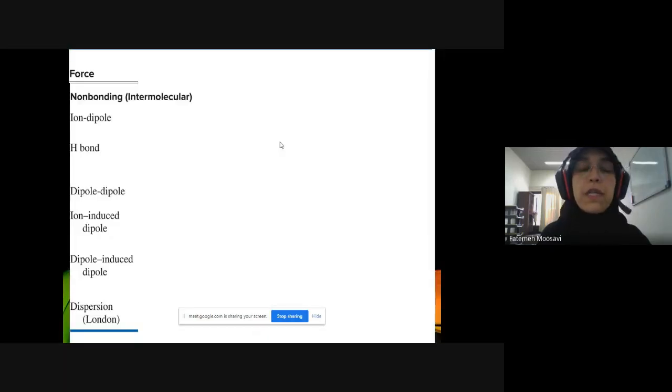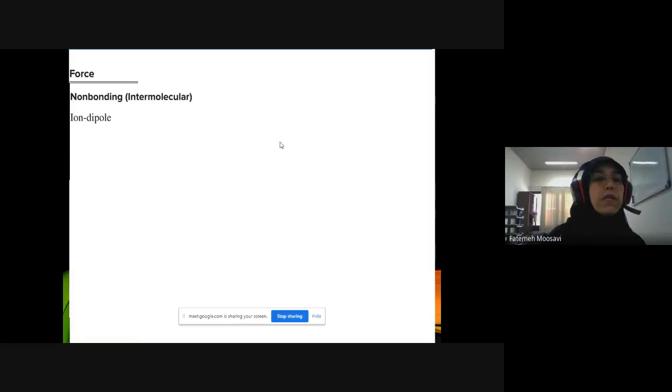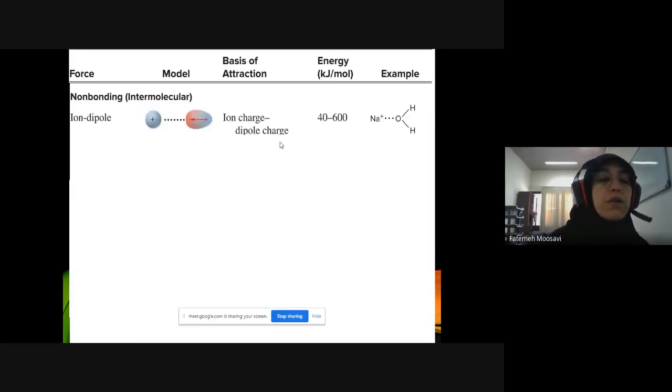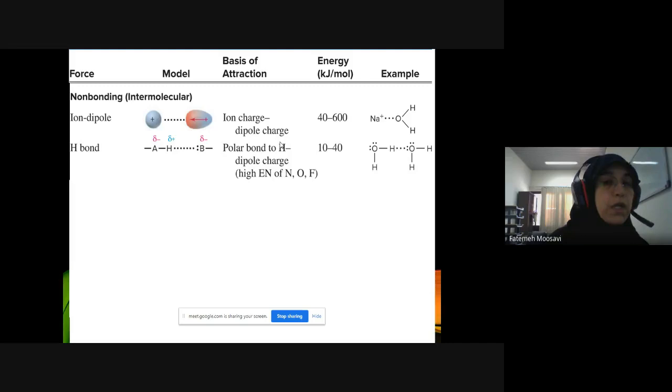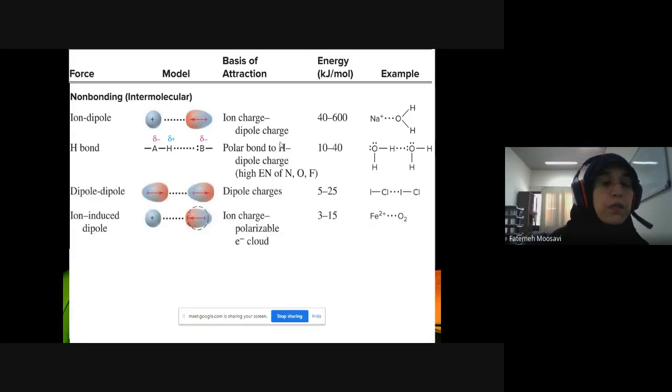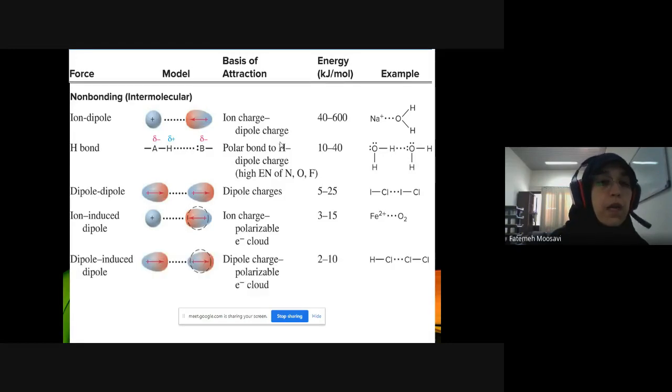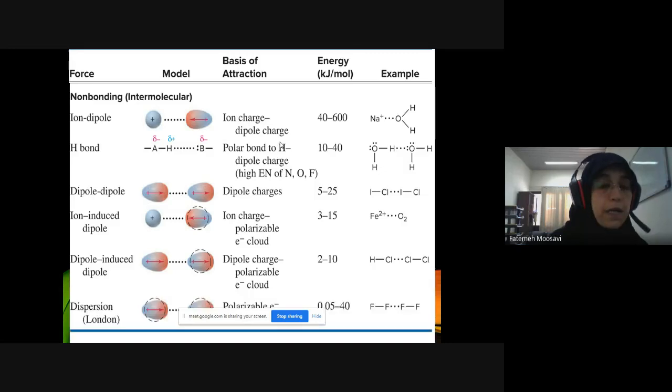So, the non-bonding interactions or intermolecular interactions can be divided into ion-dipole, hydrogen bond, dipole-dipole, ion-induced dipole, dipole-induced dipole, and induced dipole-induced dipole, or London dispersion interaction. For each one, you see the basis of interaction, the energy range, and an example.